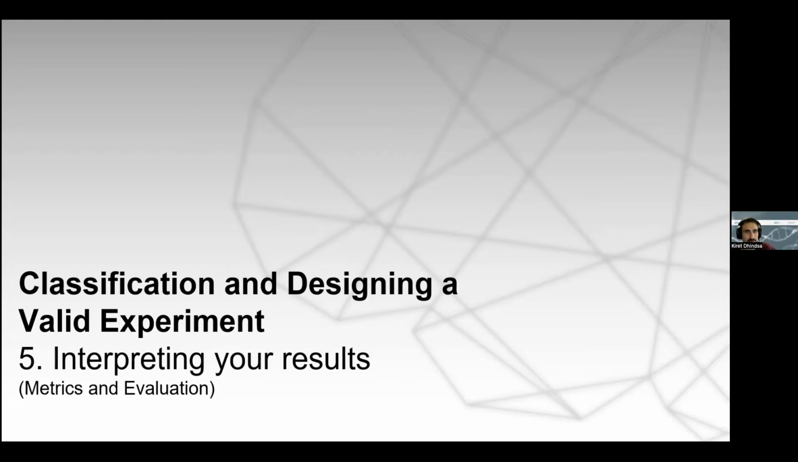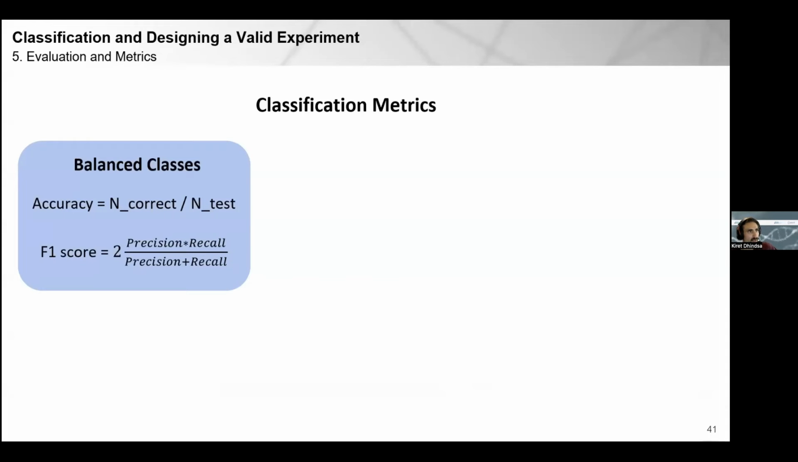So let's talk about metrics that we use and evaluation. Classification metrics are not always too complicated, but there are some considerations to be made. The first consideration is whether or not we have balanced classes. And by this, I simply mean, in a two-class classification problem, is it more or less a 50-50 split of classes? Or do we actually have a much more imbalanced set of classes?